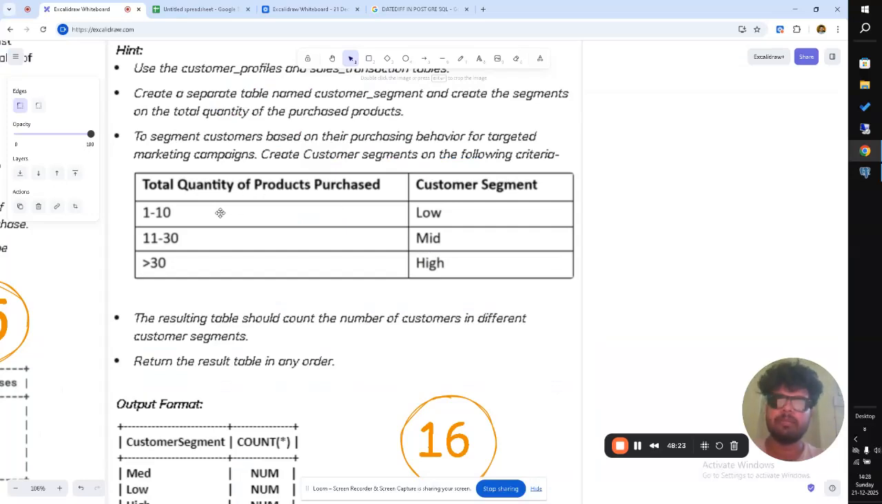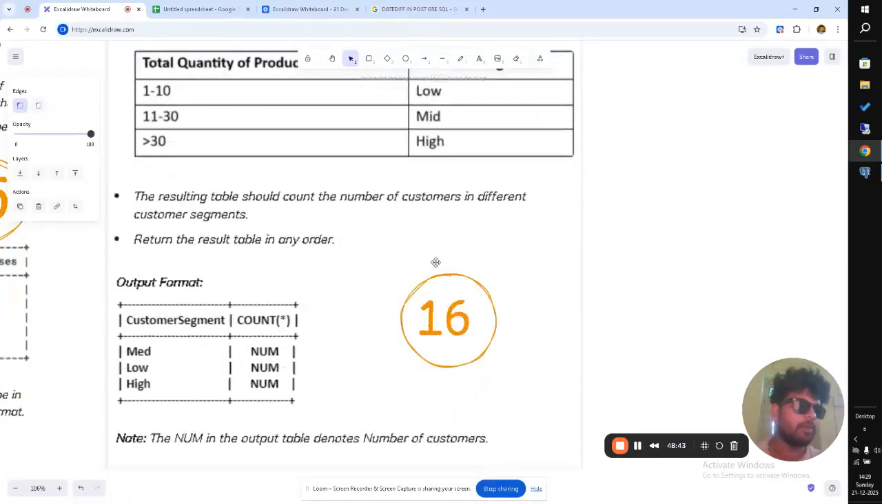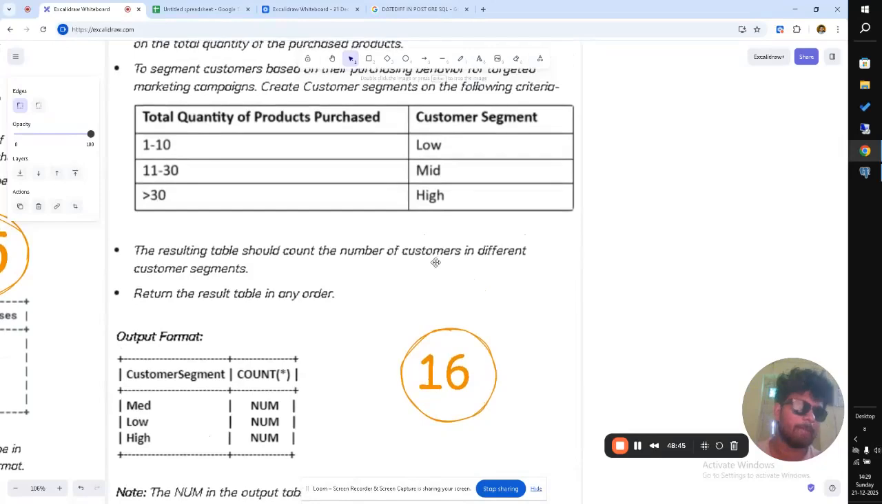If the customer purchased quantity between 1 and 10, then we will mark it low. If the customer purchased quantity between 11 and 13, then we will mark it mid. If the customer purchased greater than 30, we will mark it high. Then we will count low, medium and high customers. Okay.